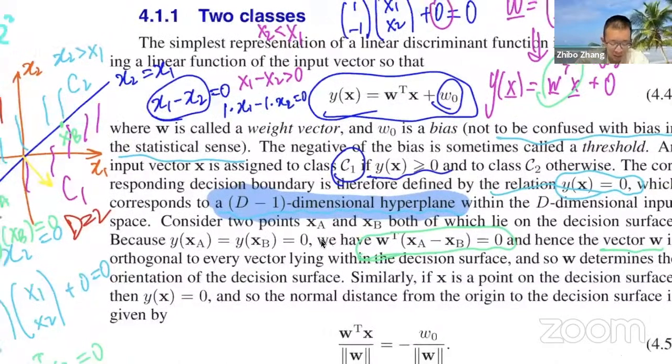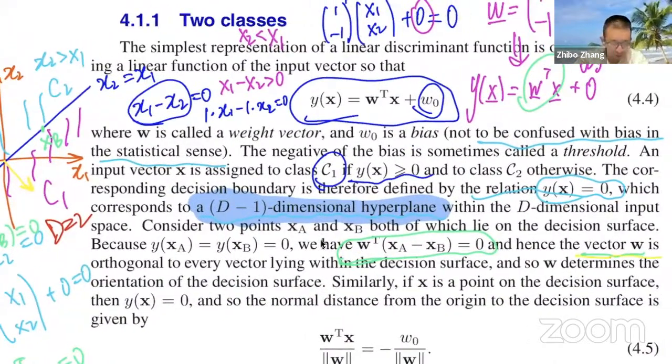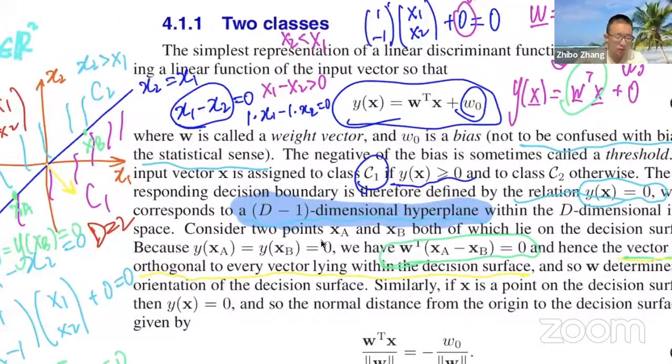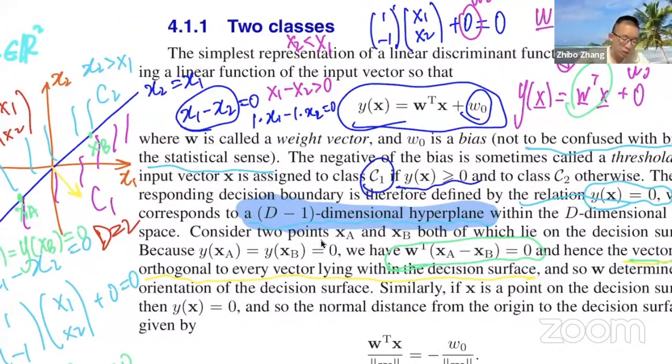So look at what the author said. Vector W is orthogonal to every vector lying within the decision surface. Basically, it's orthogonal to this decision surface. If we draw two random points and connect them with a line, because it's a linear decision boundary, it overlaps with this decision surface. And this weight vector here is the one that is orthogonal to the decision boundary.